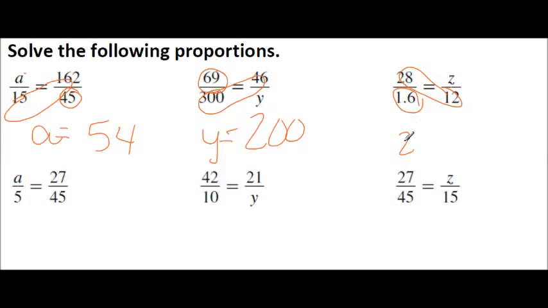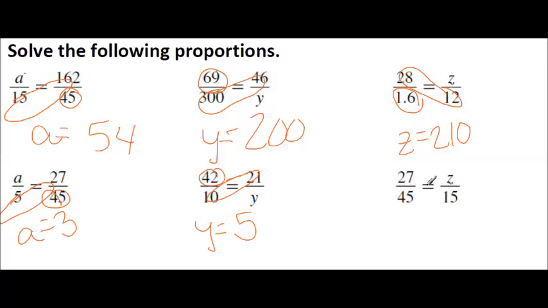Z equals 210. Multiply 5 times 27. Oh, oops, a little off there, that's okay. And divide by 45 gives me a final answer of A equal to 3. 10 times 21 is 210. Divided by 42 gives me an answer of 5. 27 times 15 divided by 45, Z is equal to 9.